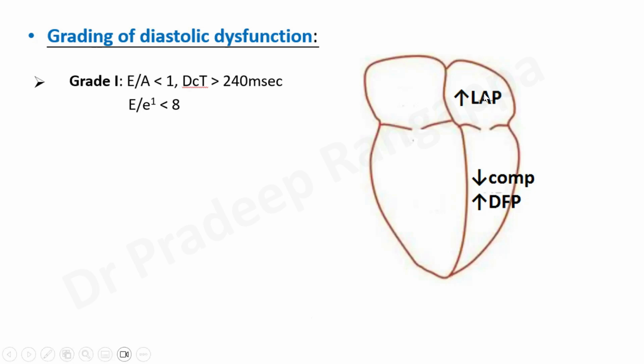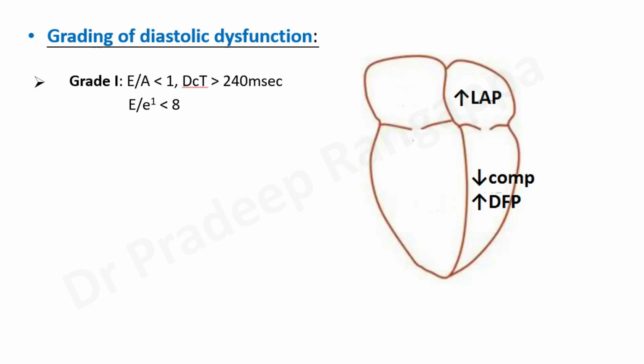So the LA pressure tends to go up, and this LA pressure going up pushes the blood back into the pulmonary venous system, and congestion happens and pulmonary edema happens. So grade 1 is where E by A ratio is less than 1 and deceleration time is more than 240. The lesser the deceleration time, greater is the diastolic dysfunction. But grade 1, any one of us can have grade 1 diastolic because there's no grade 0. So grade 1 is normal basically.